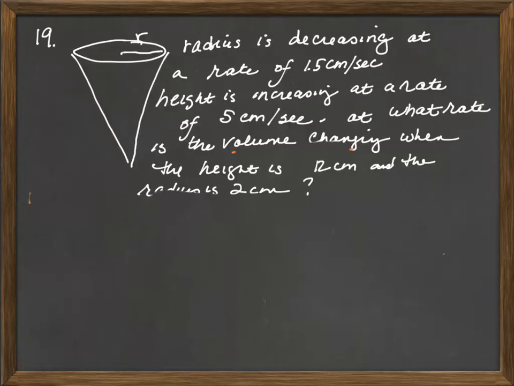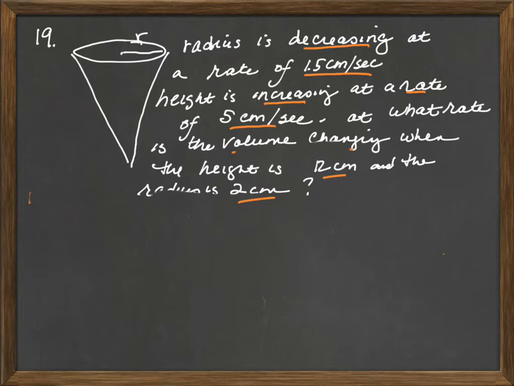Okay, number 19. It says the radius is decreasing at a rate of 1.5 centimeters a second, and the height is increasing at a rate of 5 centimeters a second. So we have a circular cone that's just changing its shape, and it wants to know how fast the volume is changing when the height is 12 and the radius is 2. When it gets to that point, what's my volume?